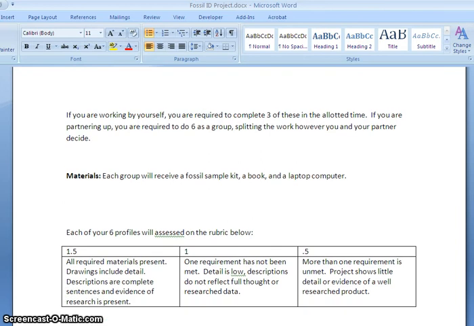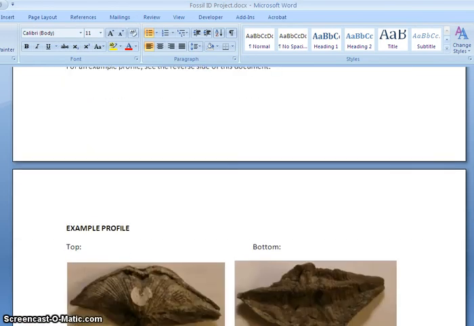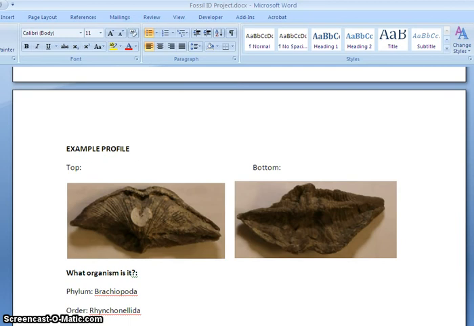Okay. Each one of your 6 profiles is assessed on this rubric, so you're going to show me all of your stuff is present, drawings are detailed, descriptions are great, etc. Now here's an example of what would be good. Obviously I use pictures because this was done on a computer, but I want you guys to actually find pictures of it and draw them.